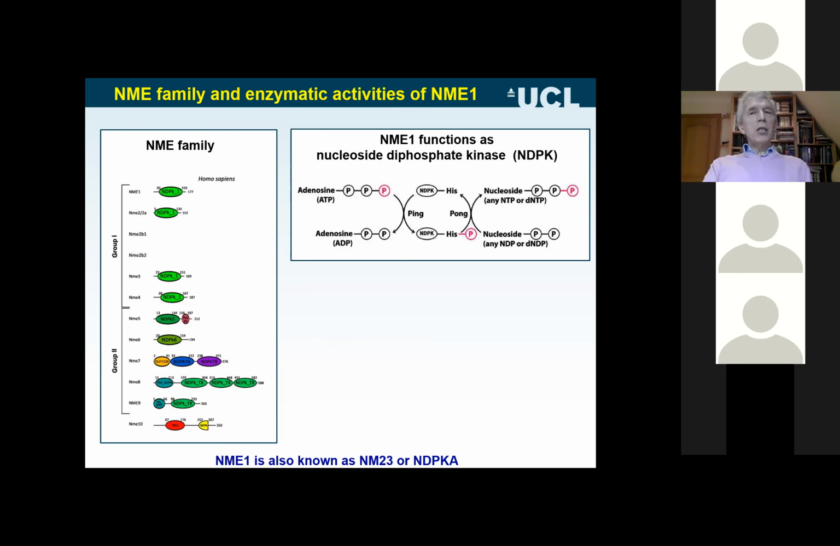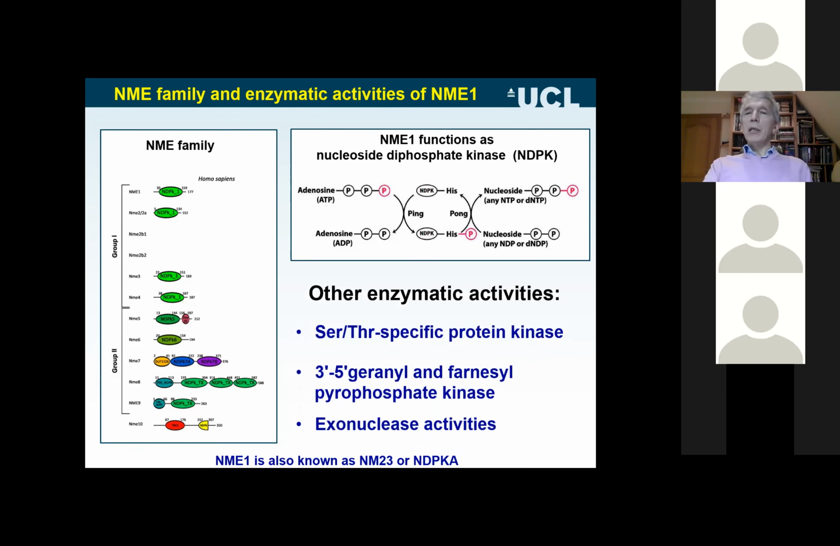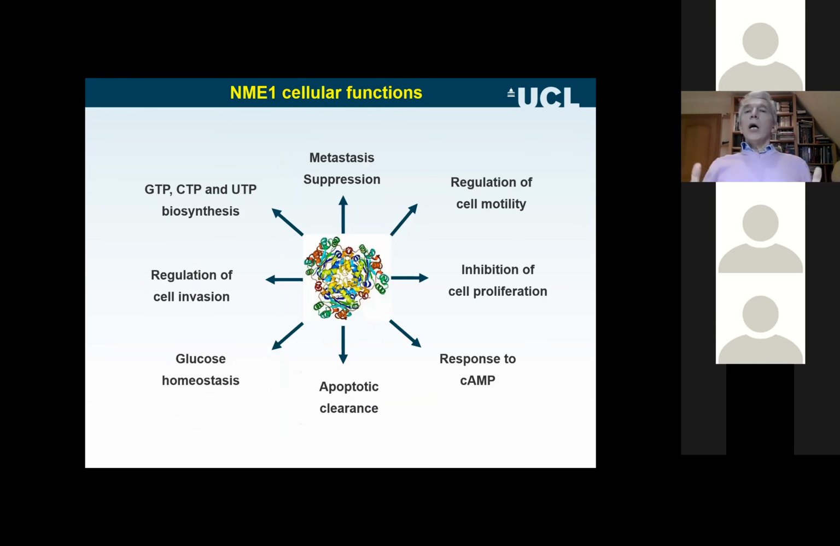NME1 was found to function as a moonlighting enzyme because it possesses other enzymatic activities, including serine-threonine kinase, geranyl farnesyl pyrophosphate kinase activities, and exonuclease activity. So this is the major cellular metastasis suppressor protein, and the function is mediated, as I said earlier, and it was shown in numerous studies by other researchers, via the biosynthesis of GTP, CTP, and UTP in mammalian cells.